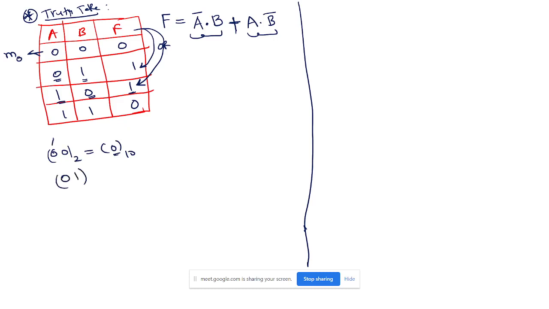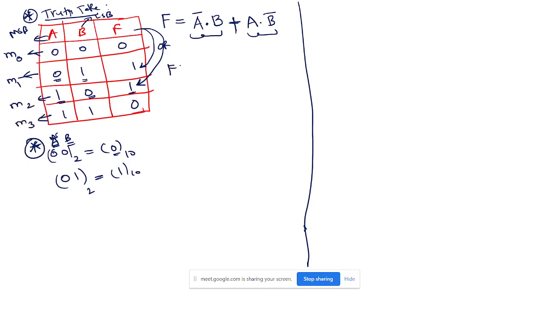0, 1. This is AB if I take in this order. Very, very important: if I take BA, then everything else is changed. I am taking A as MSB and B as LSB, I am making my point very clear. Then what is 0, 1 equivalent in decimal? 1, correct? So this is min term 1. This is min term 2. This is min term 3.